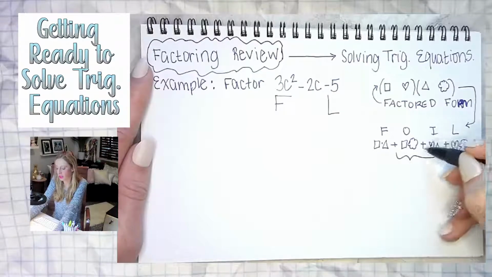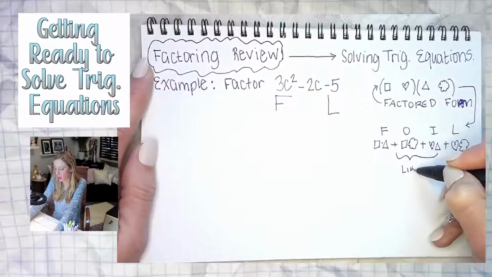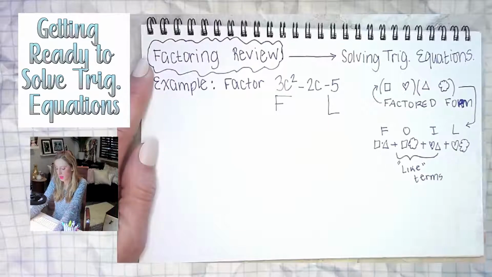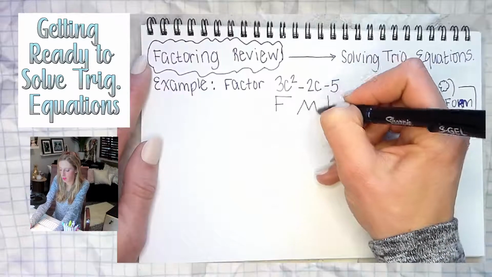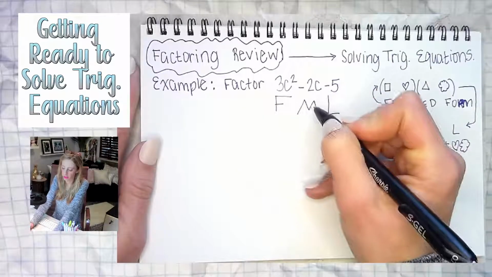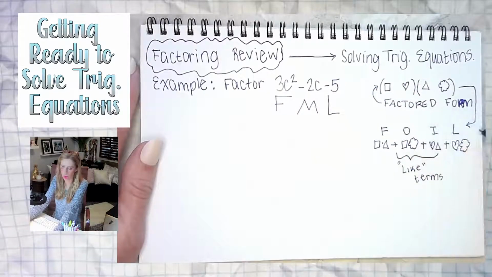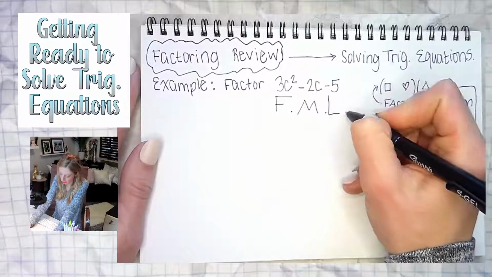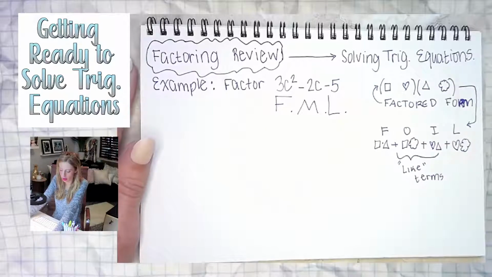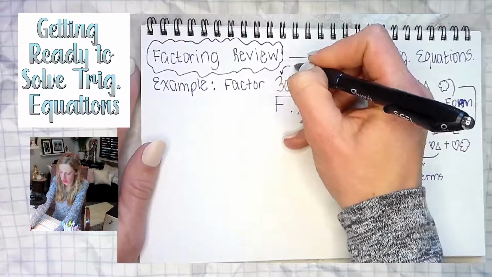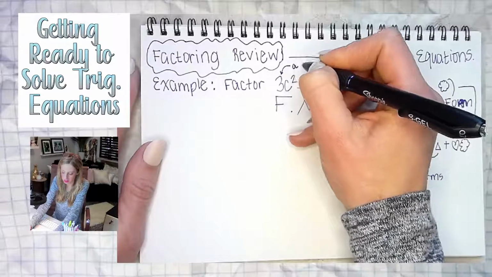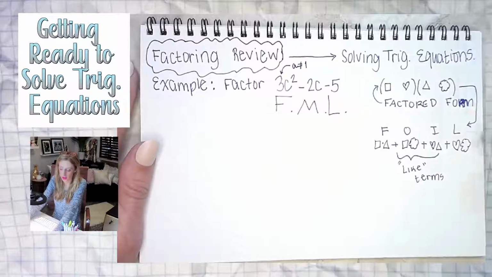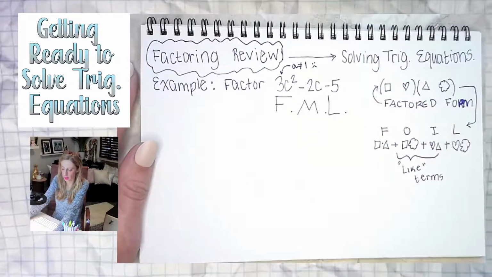And usually, of course, there are always exceptions, your outer and your inner terms combined. They were usually what we call like terms, and they would usually combine and create this middle term. When we have first, middle, last, not F-O-I-L, first, middle, last, you might think FML. I don't like factoring these. They're harder, especially when A is not equal to 1. When A is not equal to 1, they're even harder to factor. So maybe it makes you sad, but that's okay. We're going to fix it.